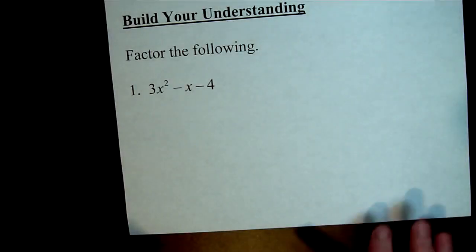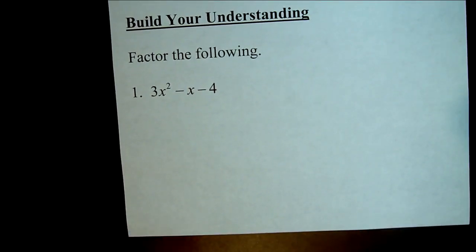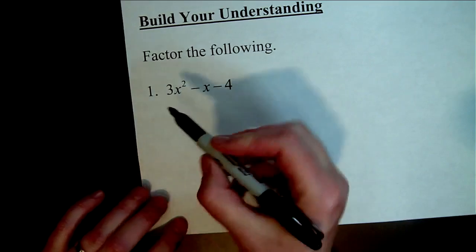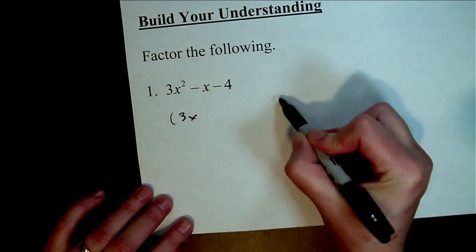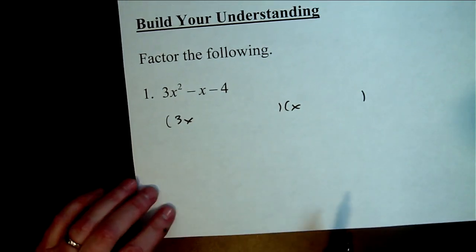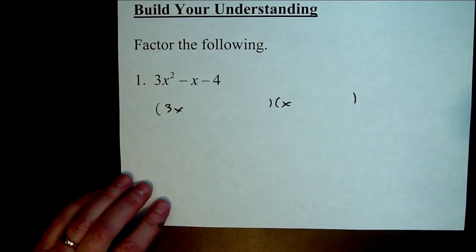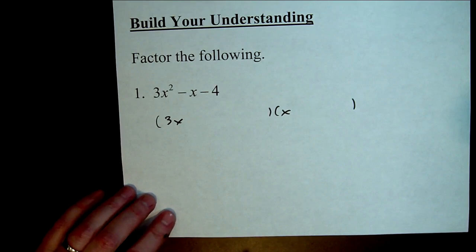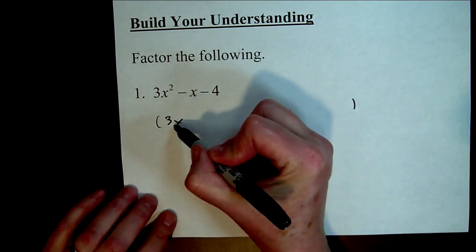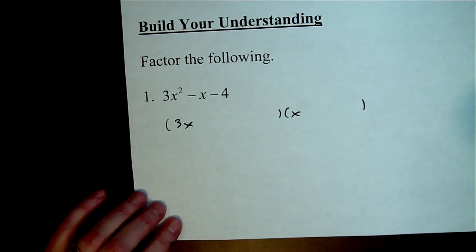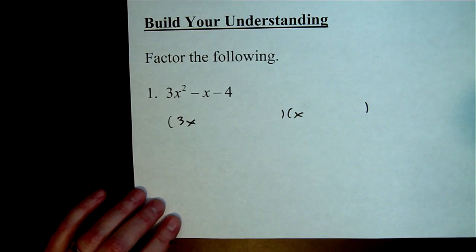Welcome back. So let's see, in this first problem, this is starting with the 3x squared, so I know I'm going to need a 3x and an x. And I'm going to now switch over to the way I actually do this, which is not to write out all the possibilities, but just take them one at a time until I hit the right one. If I exhaust all possibilities, and I haven't hit the one that works, then I'll say that my polynomial is prime, which means cannot be factored.